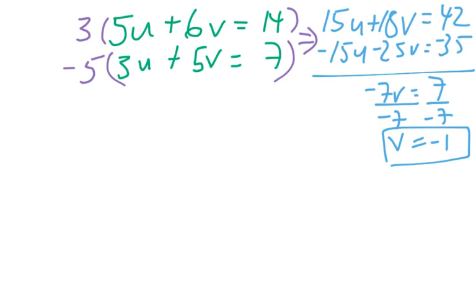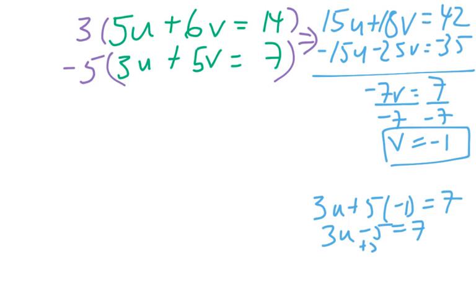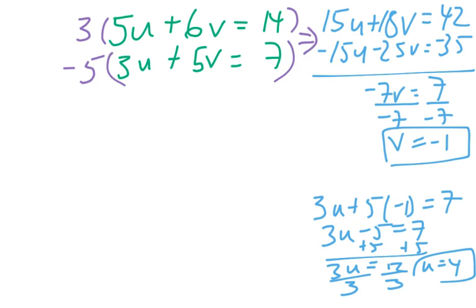And then you are welcome to plug the v in. So we could do 3u plus 5 times negative 1 equals 7. 3u minus 5 equals 7. Add your 5 to both sides. 3u equals 12, divide both sides by 3, and u is equal to 4. I do want to do one more thing though. That's typically how I would do it.